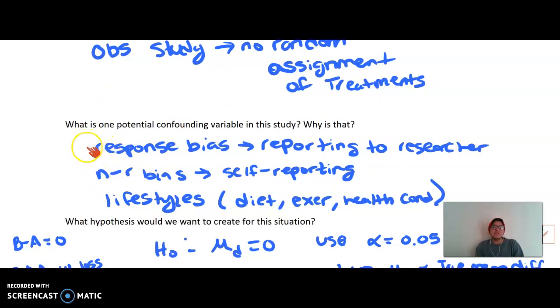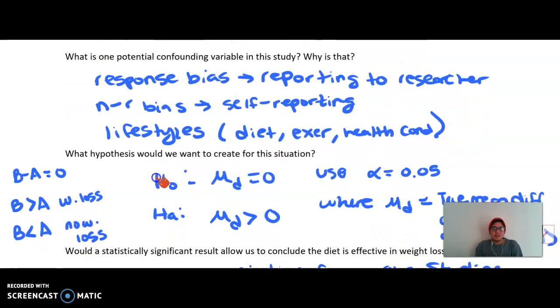So these aren't the official answer. The official answer is this third point here for lifestyle. Perhaps they have different dietary restrictions. Maybe they have different exercise levels. Maybe their current health conditions all vary. So this type of study hasn't accounted for these types of confounding variables. And then here are some other examples of issues with the study or flaws.